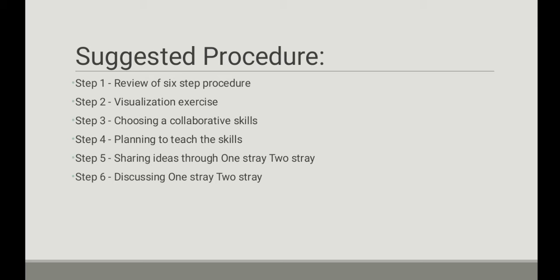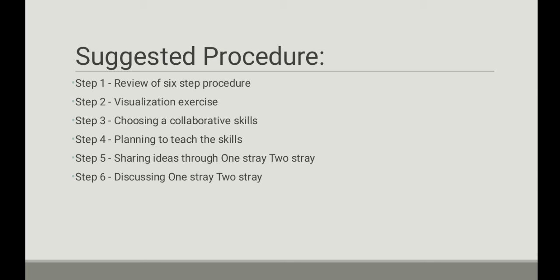Step 4. Planning to teach the skill. The teacher has to plan how the students share ideas or information in a group. Step 5. Sharing ideas through One Stay Two Stray. The stayer has to learn from the strayer information that they got from the other group. On the other hand, the stayer has to share their information with the strayer from the other group.